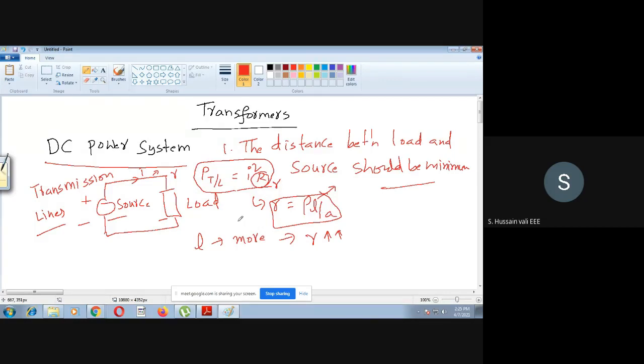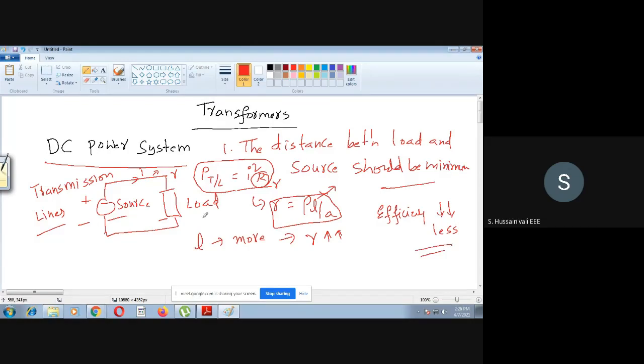So if the length of the transmission line connected between source and load is more, then its resistance is more. If its resistance is more, the power dissipation in the transmission line is also more. If the power dissipation is more, then what is the efficiency of the power system? The efficiency of the power system is very less. Why is the efficiency very less here?